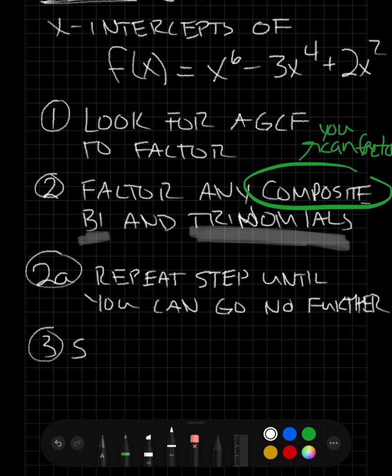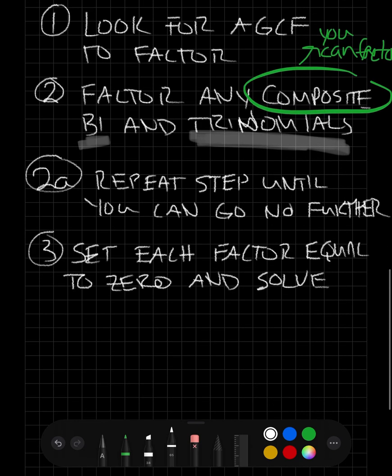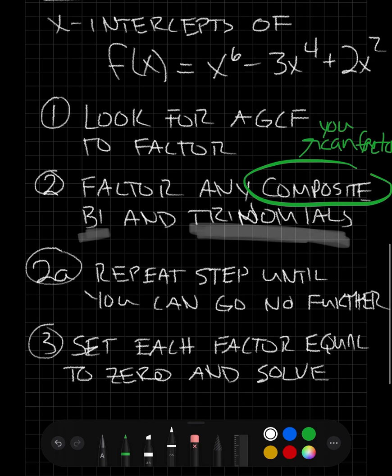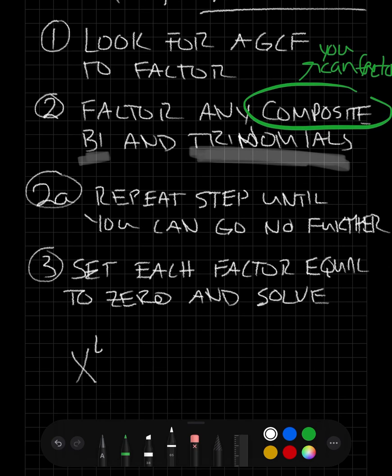And then you have step 3, which is you want to set each factor that you have equal to 0 and solve. And that's going to give you your x-intercepts here. So let's take a look at this example. We have x to the 6th minus 3x to the 4th plus 2x squared.